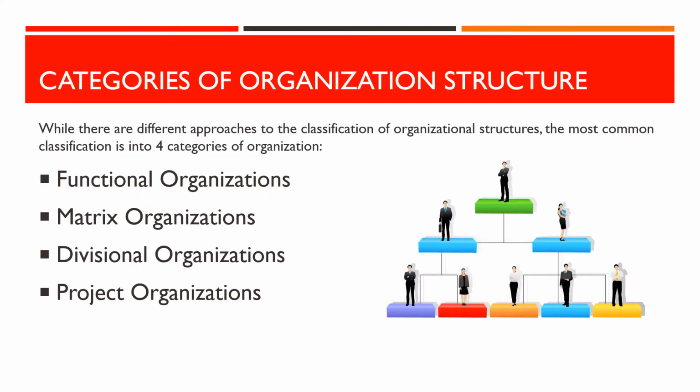While there are different approaches to the classification of organizational structures, the most common classification is into 4 categories of organization: functional organizations, matrix organizations, divisional organizations, and project organizations. We will look at each of these in turn, and then briefly at some other alternative types of organization structure.